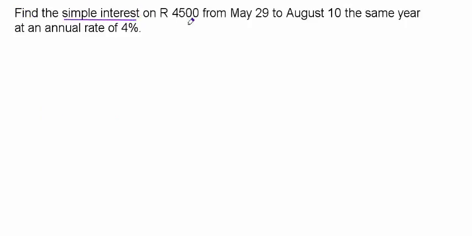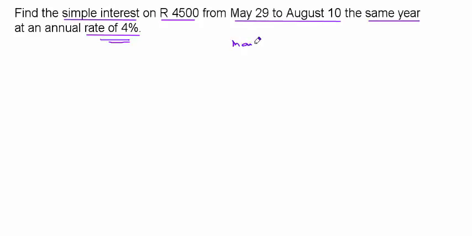Find the simple interest on 4,500 Rand from May 29 to August 10. The start and end dates are given in this case in the same year, at an annual rate of 4%. So somebody decides to invest 4,500 Rand from May 29 to August 10 at this rate, and we need to find the interest accumulated. The key is to understand that this rate of interest is for one whole year. From May 29 to August 10 of the same year is not going to be one whole year. So what fraction of one whole year is this? Let's try and find that out.